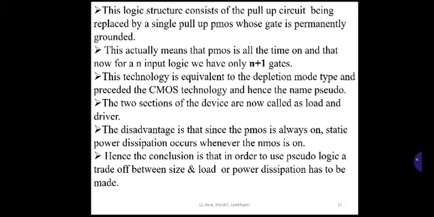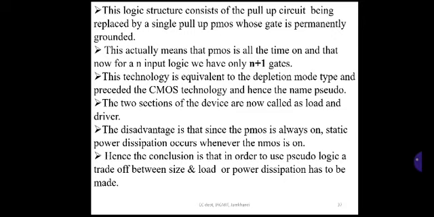This is a ratioed logic. Remember, this is a ratioed logic where an adequate ratio of beta driver by beta load is selected. But pseudo NMOS has the advantage of N plus 1 transistors for an N input gate. In addition, the capacitive load on each input is only 1 unit, as 1 transistor is used for each input. Hence, pseudo NMOS offers higher speed and smaller area when compared to CMOS.